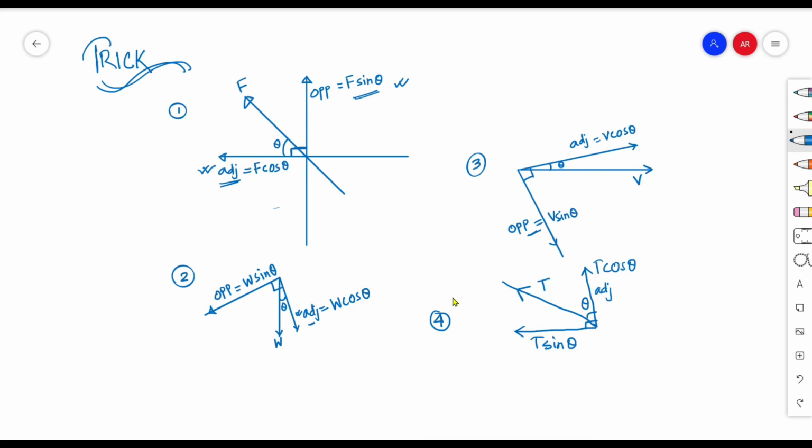Okay, so in the fourth case also, the tension makes an angle theta with the vertical. So the vertical one is T cos theta and the horizontal one is T sin theta. Got it, sir?